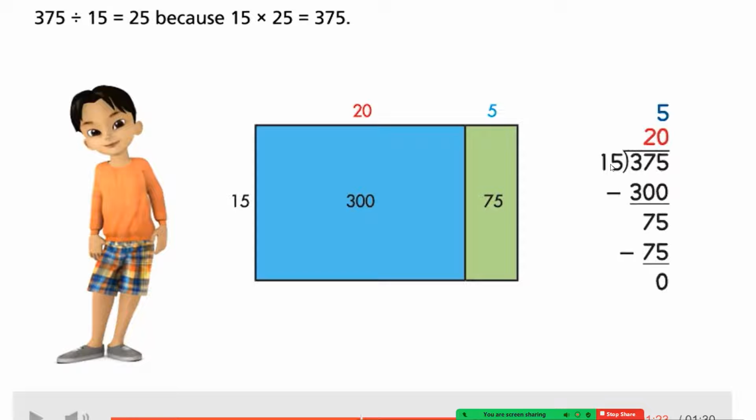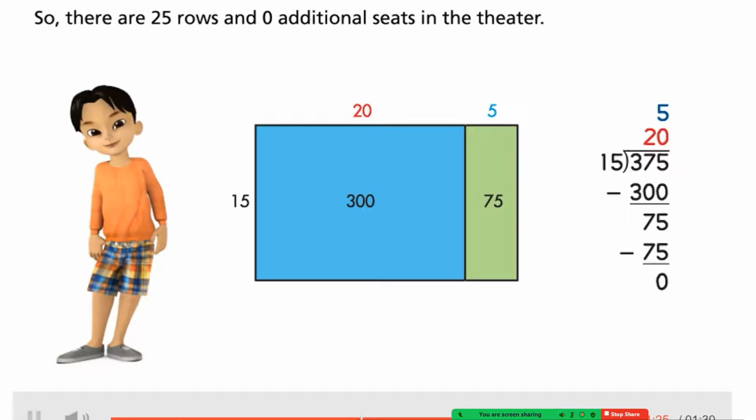And then they said 15 times what is going to give me 75? So we said 15 times 5. So what they did was they stacked the 5 above it, and then they subtracted the 75 and had 0 remainder. Now, what they did at the end was they combined, or they added, these two partial quotients to get you to 25, which is over here, the 20 and the 5 that you see in the area model. So there are 25 rows and 0 additional seats in the theater.